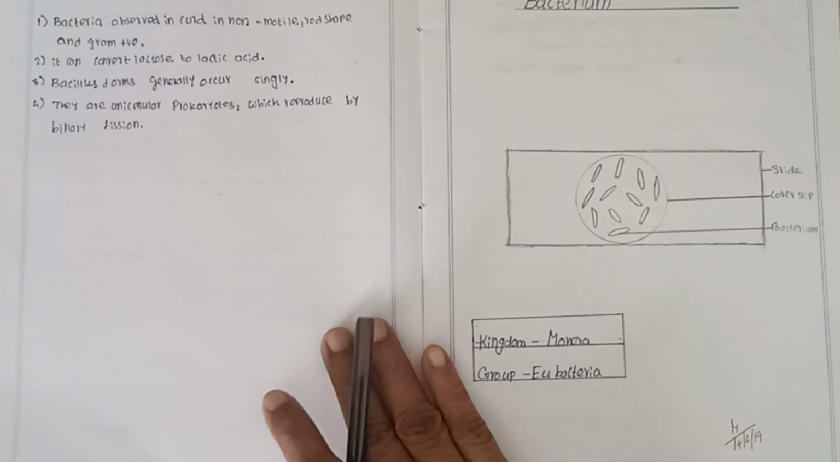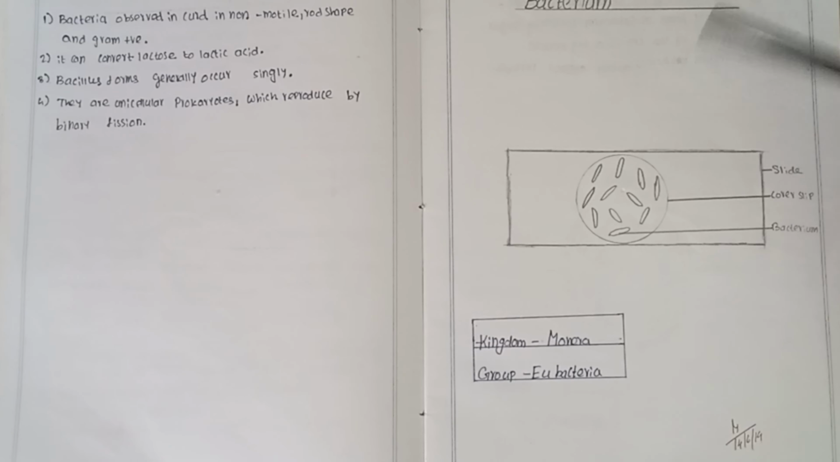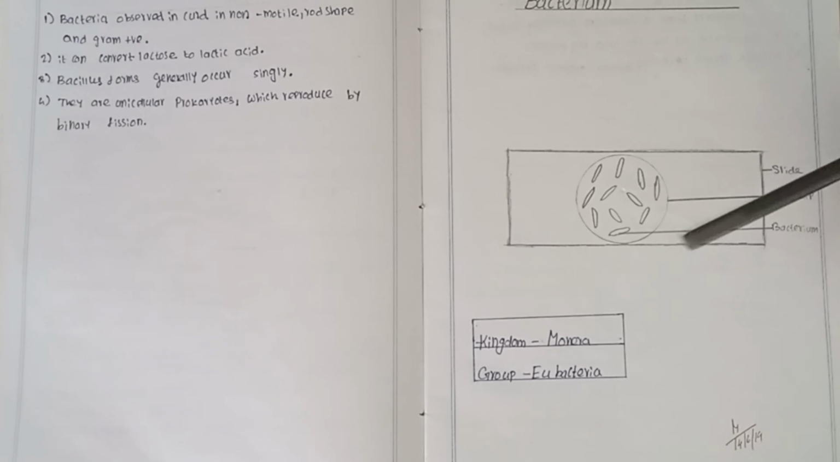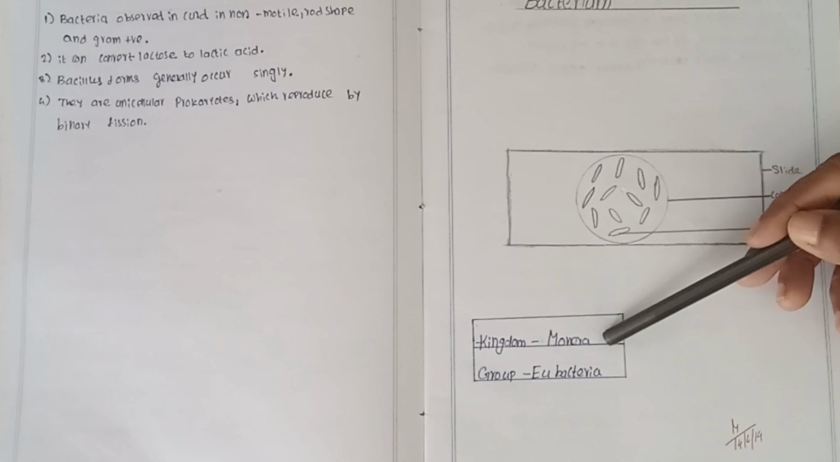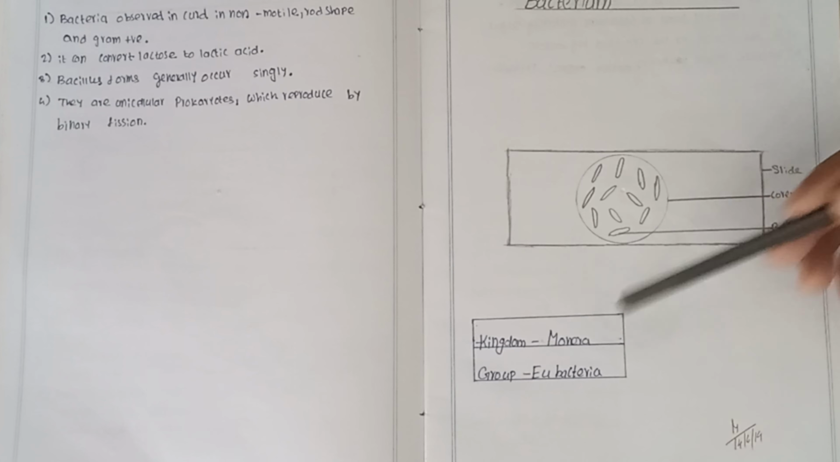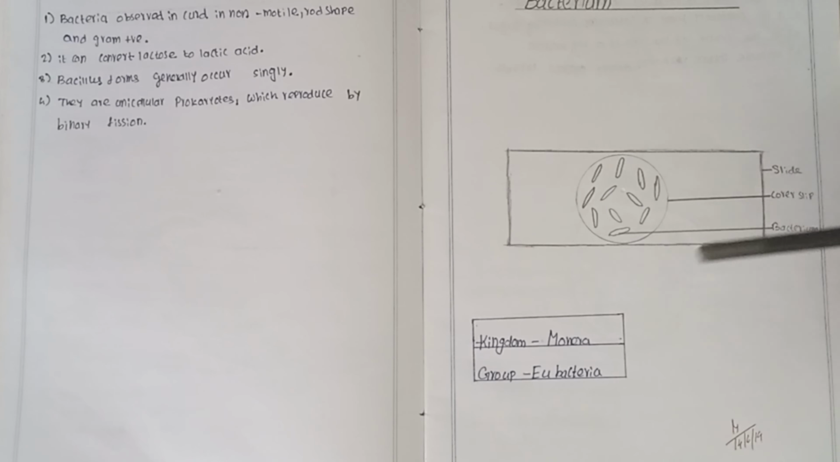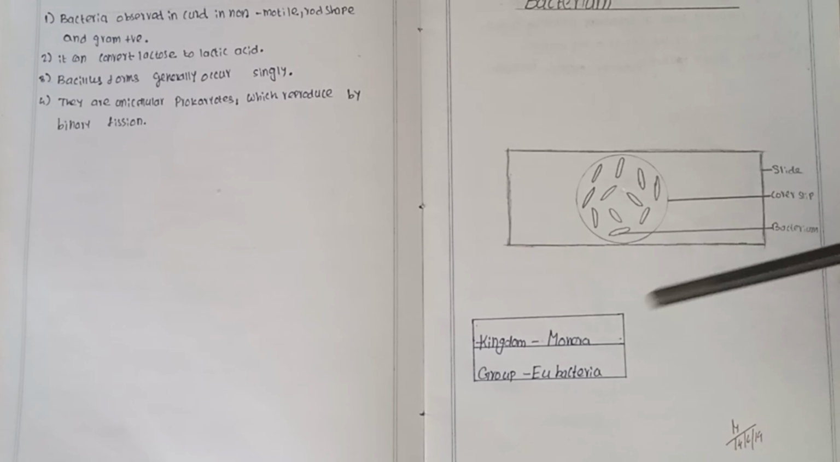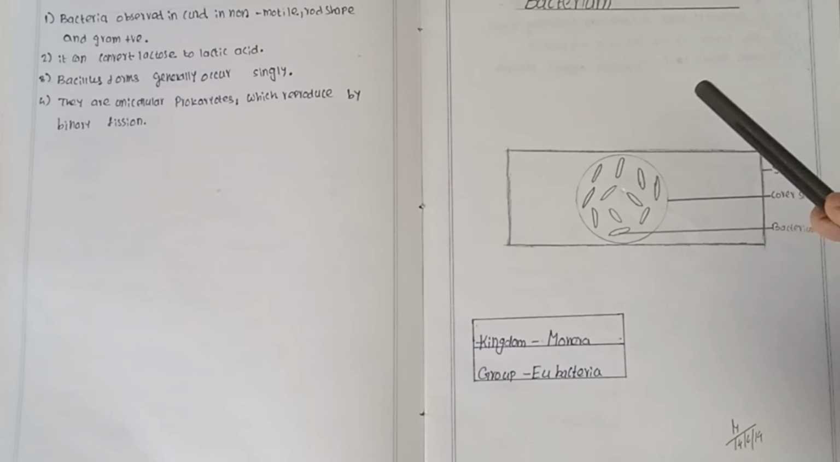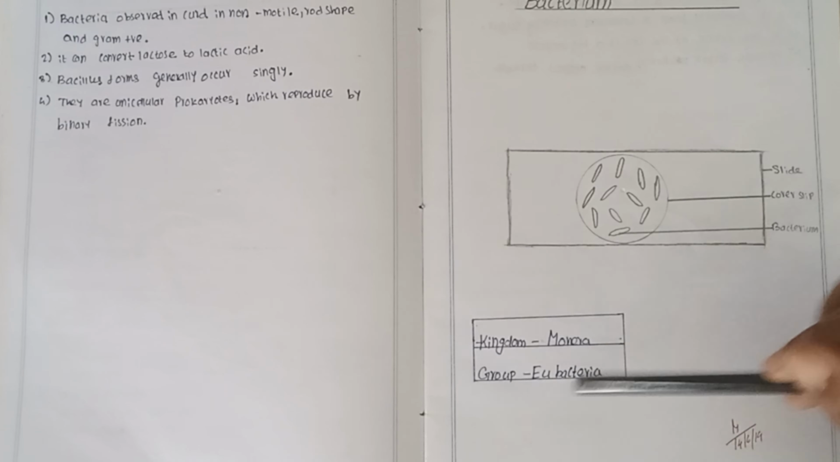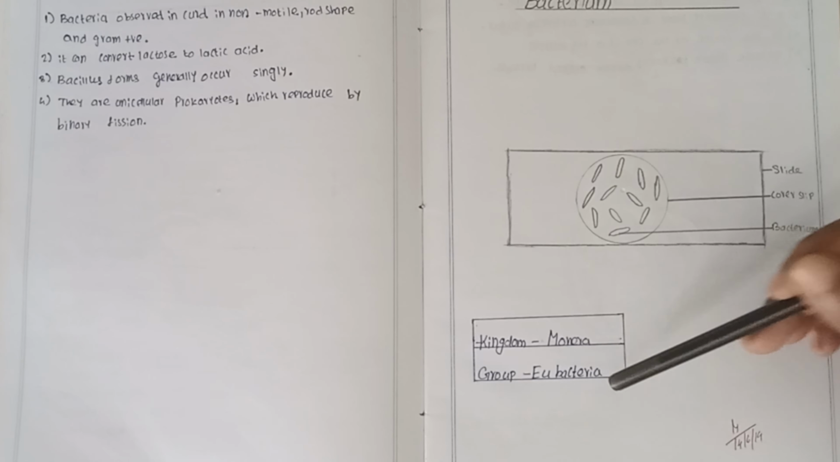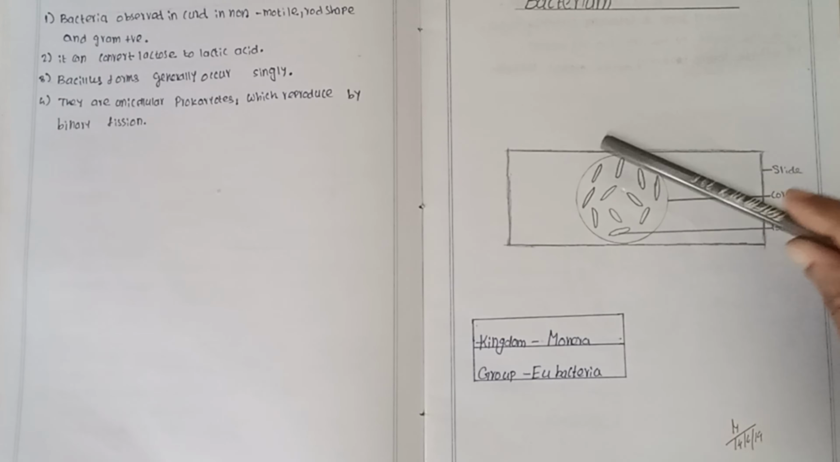Second slide, bacteria. Here we can see the lactobacillus bacteria, of the kingdom Monera. What about Monera? Monera is the only kingdom with prokaryotic organisms. Prokaryote means primitive, with a primitive nucleus. There is no nuclear membrane seen. Kingdom Monera, group Eubacteria, that means true bacteria. What about lactobacillus?